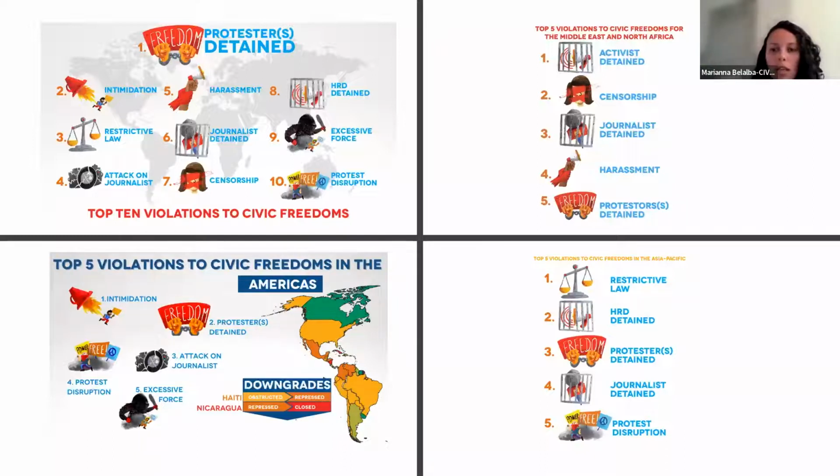But we also can do this by region. So you can see the Middle East and North Africa, Asia Pacific, the Americas, Europe and Central Asia, and Africa as well, and how that is different. You can see that the detention of activists is very prominent, for example, in the Middle East and North Africa, as well as censorship, but intimidation and the detention of protesters is a tactic most commonly used in the Americas. As in Asia, the use of restrictive legislation against activists and the detention of human rights defenders, which sometimes go hand in hand, is one of the most common tactics being used.